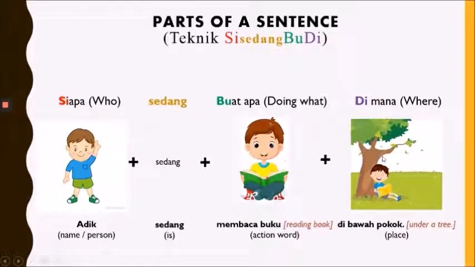So how do we end the sentence? Okay, we have the last one, di mana, and where is this boy reading his book? He's reading it under a tree. It's a place, right? Under a tree. In Bahasa we call it di bawah pokok. So when we look at the sentence together, this is how the sentence will look.